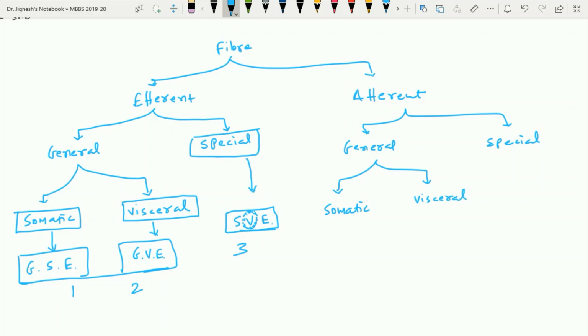So we can say any fiber of the cranial nerve or the spinal nerve which carries general sensations from the body wall is the general somatic afferent component, while any fiber of the cranial nerve or spinal nerve which carries the general sensation from the viscera, so we can say the deeper part of the body, and these sensations may be a dull pain in the abdomen or the peristalsis sensation in the body, is called the general visceral afferent fiber.